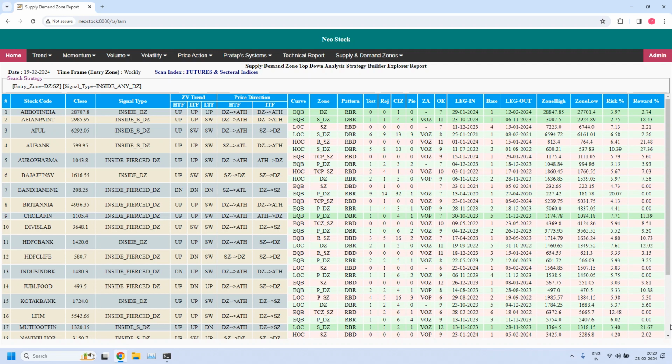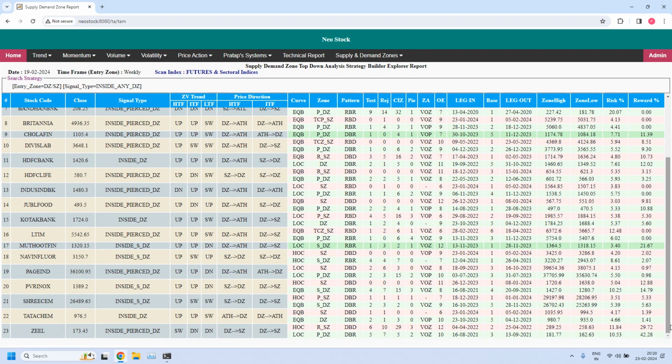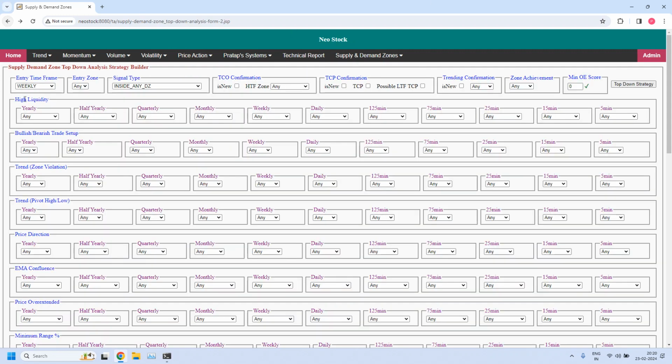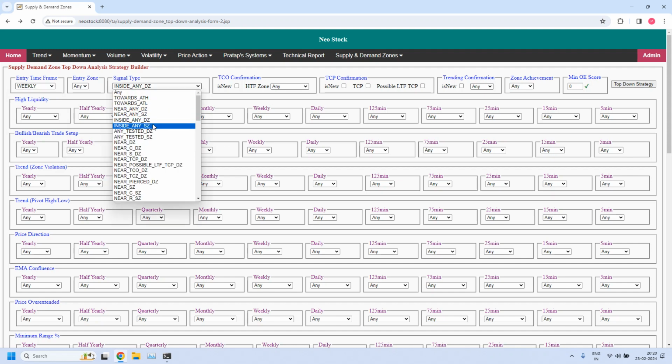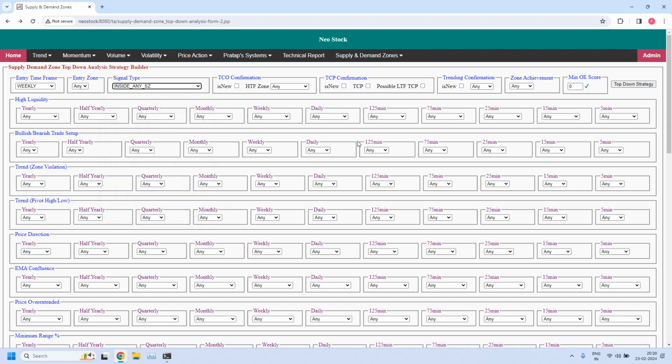Let me scroll down. So total 23 stocks are filtered. That means the price closed inside these weekly demand zones. So let me go back. For weekly time frame, let us find the stocks where price closed inside weekly supply zone.